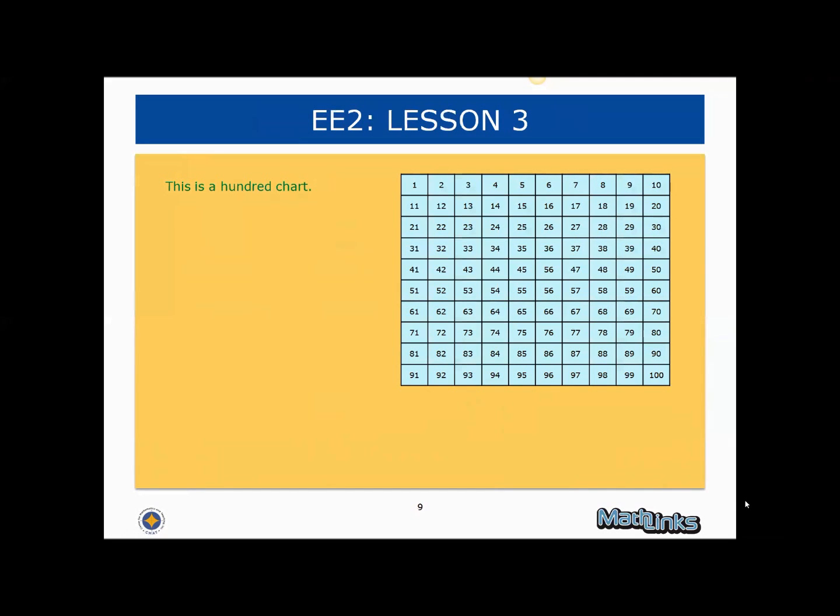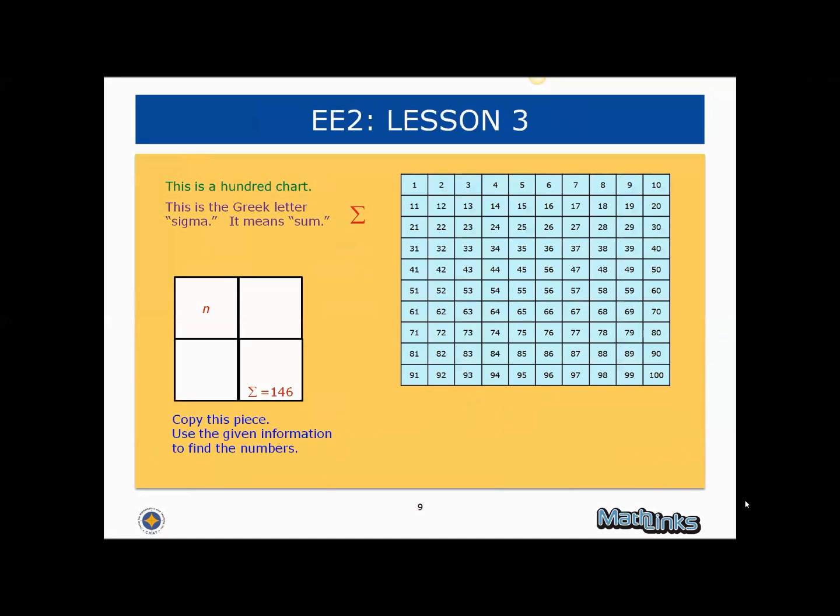In Lesson 3, students assemble a 100 chart using algebraic clues on puzzle pieces. This activity provides practice in writing expressions, building and solving equations, and deductive reasoning.